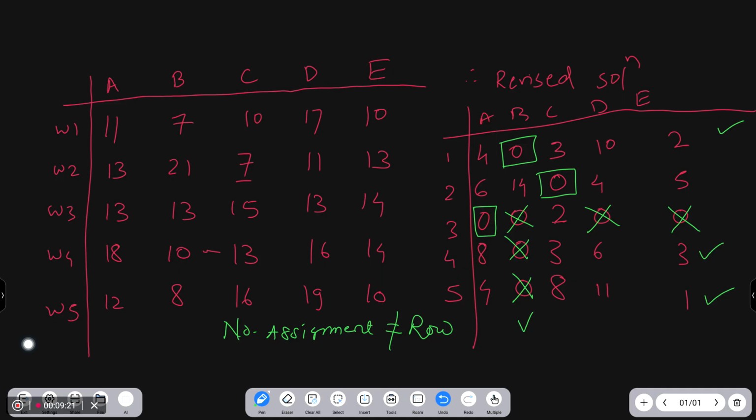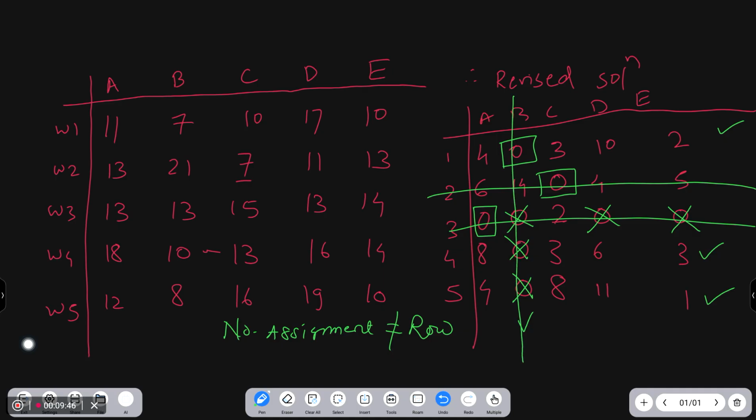Then what do you have to do? You have to draw the lines. What are the rules of drawing a line? You have to draw the line on the unticked row and the ticked column. Unticked row, this is the unticked row, and ticked column, right?